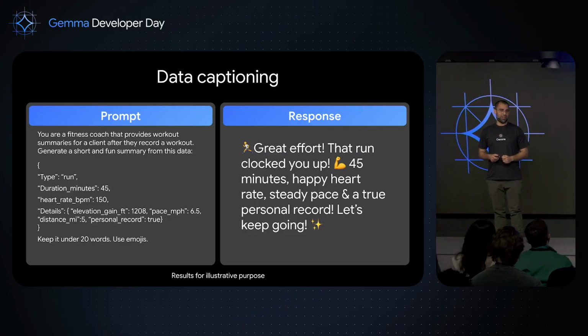Great effort. That run clocked you up 45 minutes, happy heart rate, steady pace, and a true personal record. Let's keep going. It's pretty good for a 1B model. That's the same type of overview that we see in apps today that are doing server calls to do that kind of thing.